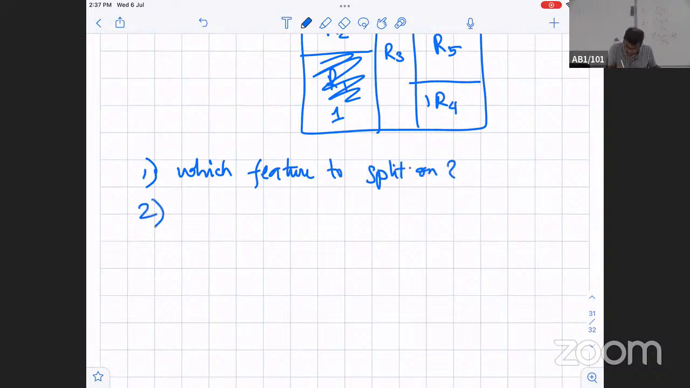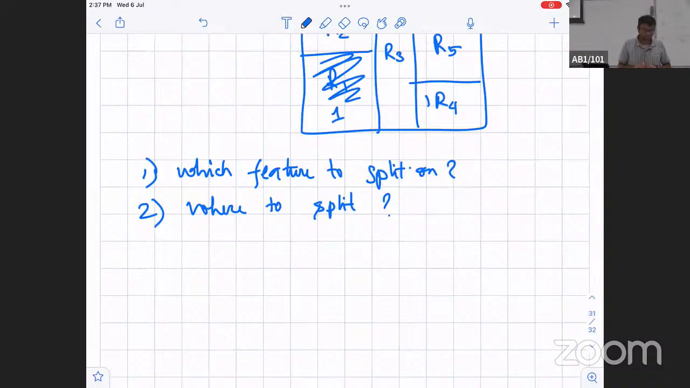And the second one is where to split. So any thoughts? Yeah, so you are familiar with the idea. But if someone who is not familiar with decision tree, what would you do?